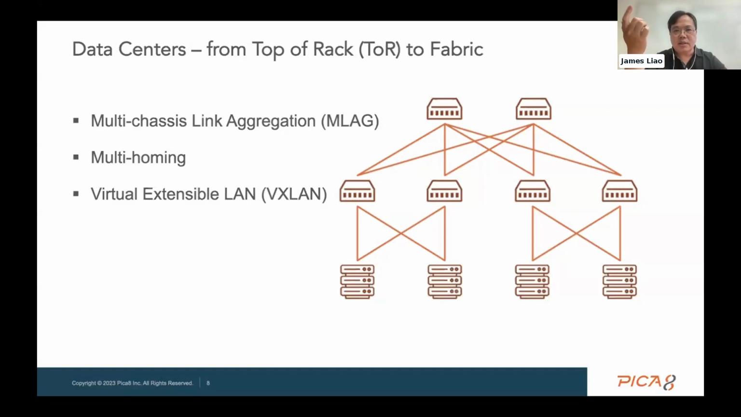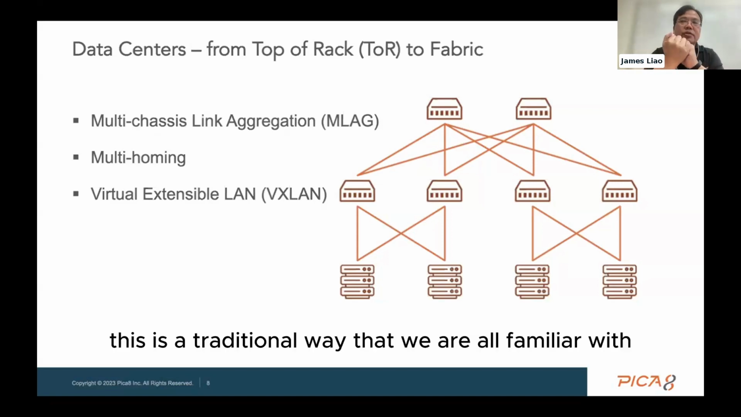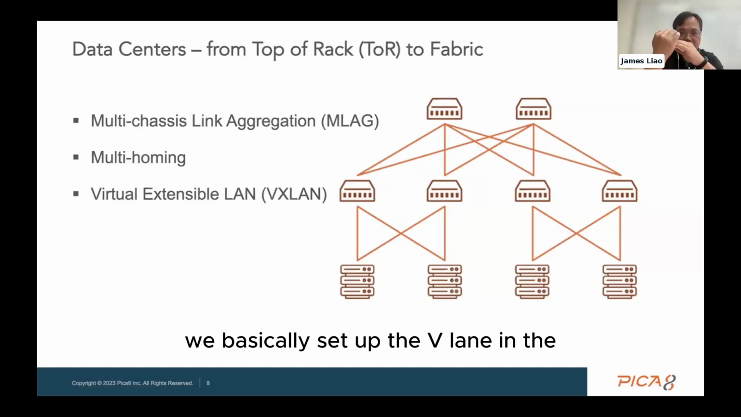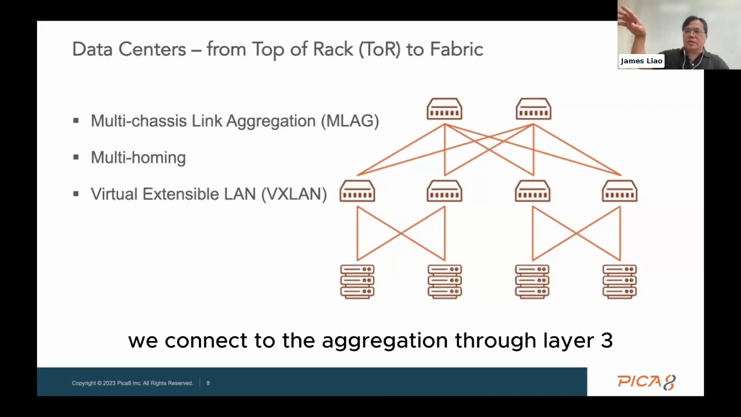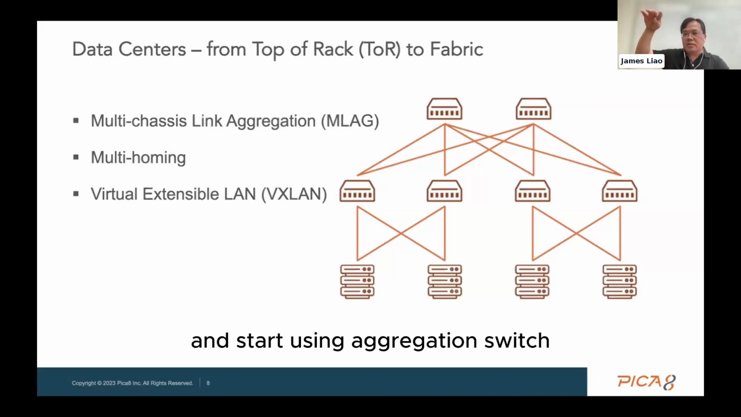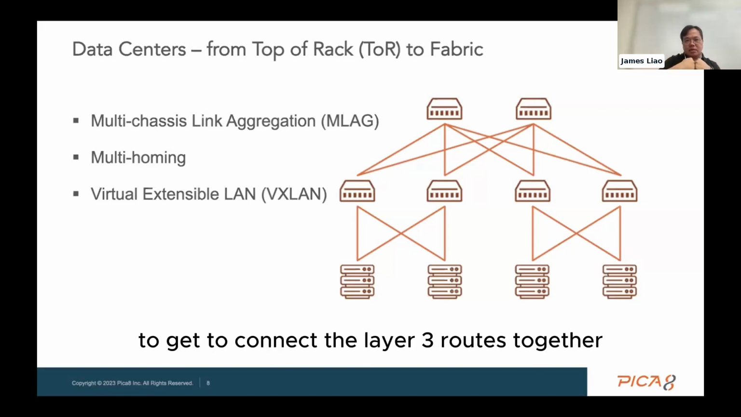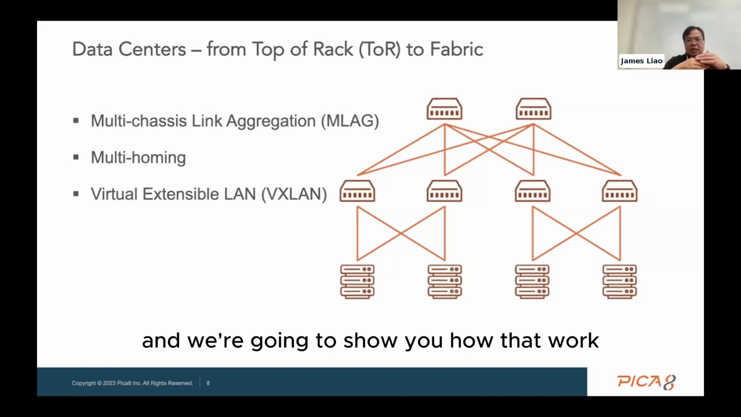The first one is using MLAG on top of rack. And this is a traditional way that we are all familiar with, that in the data center, before network virtualization, we basically set up the VLAN on top of rack, and then from top of rack we connect to the aggregation through layer 3 and start using aggregation switch to exchange the layer 3 routes to connect the layer 3 routes together. So MLAG is definitely one possibility to build out, and we're going to show you how that works.